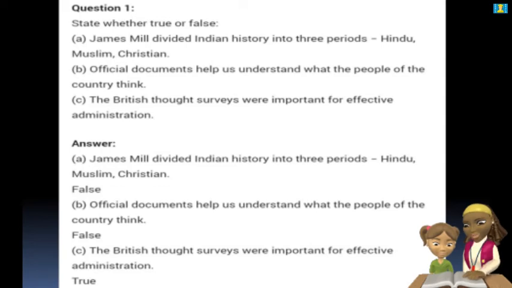Answer. A. James Mill divided Indian history into 3 periods: Hindu, Muslim and Christian. It's false. B. Official documents help us understand what the people of the country think. It's false. C. The British thought surveys were important for effective administration. It's true.